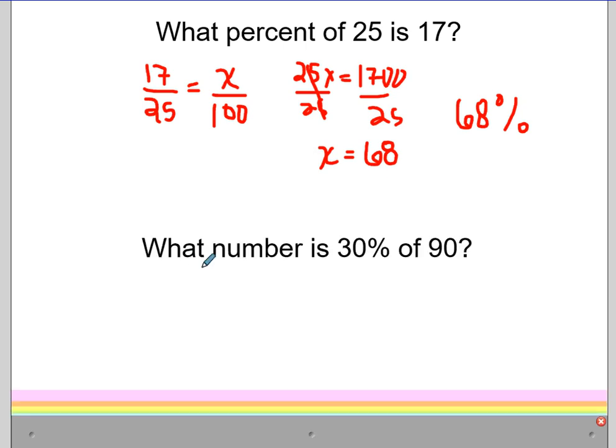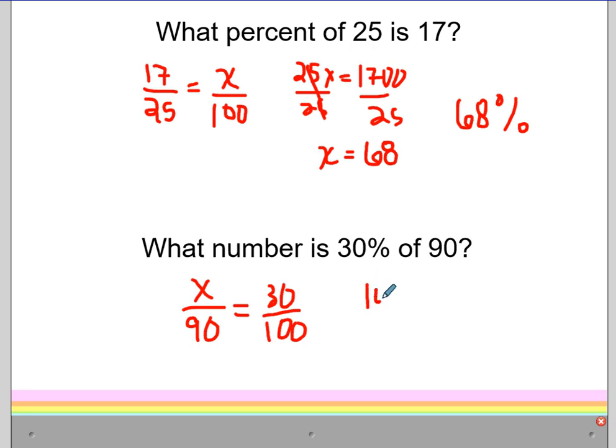So in this case, it says, what number is 30% of 90? So we want to know what our part is. We're trying to figure out the part since we're trying to figure out what number is 30%. So I don't know my part, so I'm going to go x over my whole is 90. And then I know the percent, so I'm going to say 30% over 100. It's always over 100.